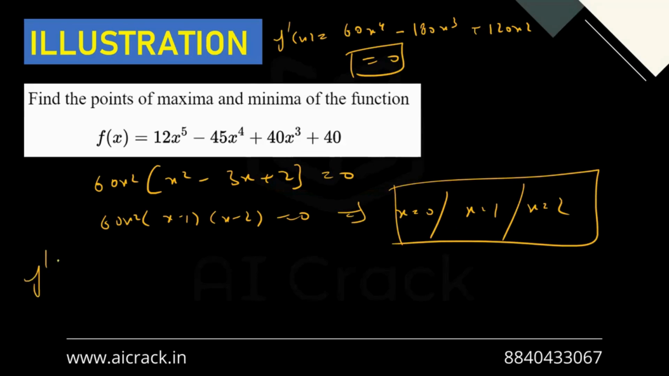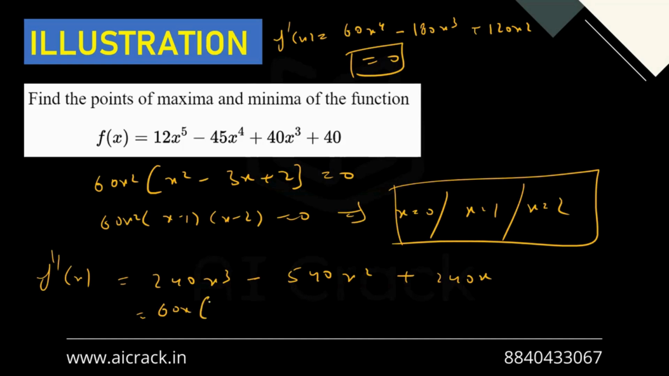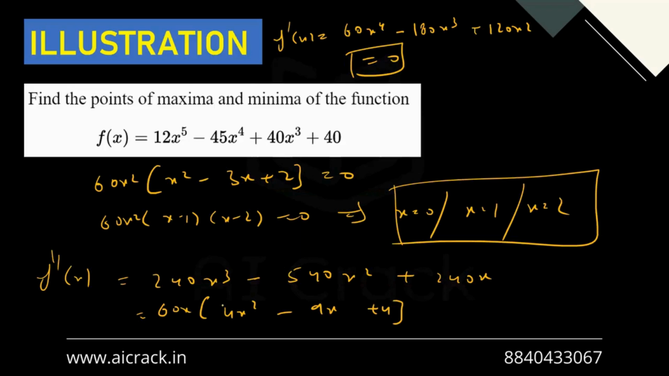Now we have to find f double dash, because we are using the second order test over here. So f double dash x would be 240x^3 minus 540x^2 plus 240x. Now we can take 60x common and we'll be getting 4x^2 minus 9x plus 4. If we calculate f double dash 0, we'll be getting 0 only, because we have x multiplied over here.